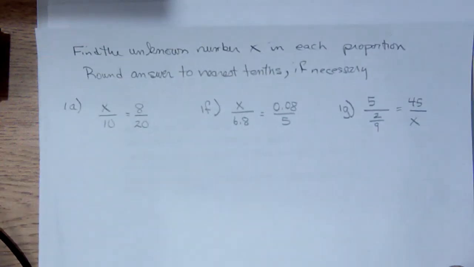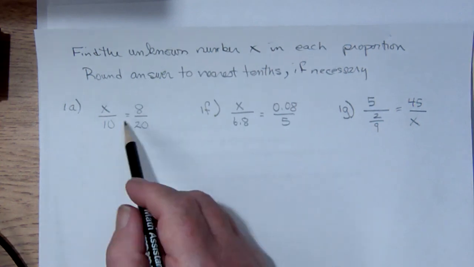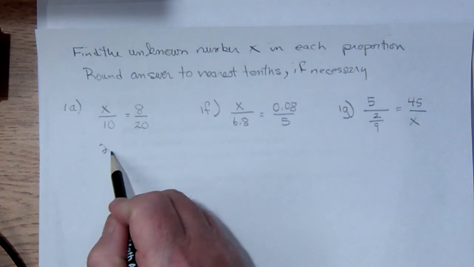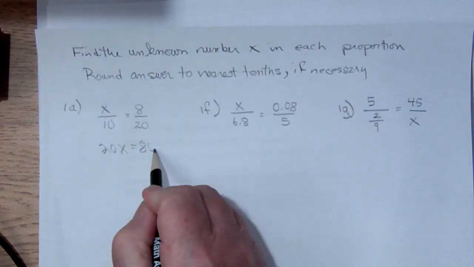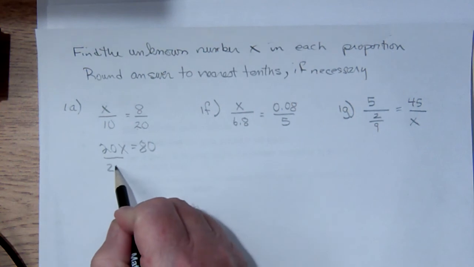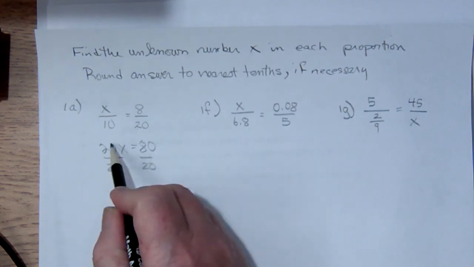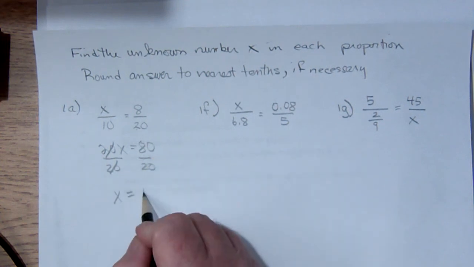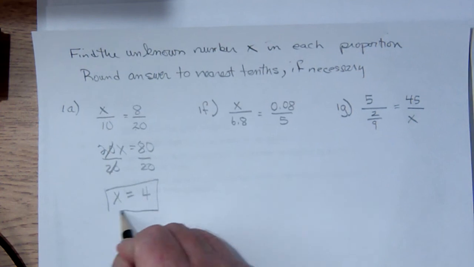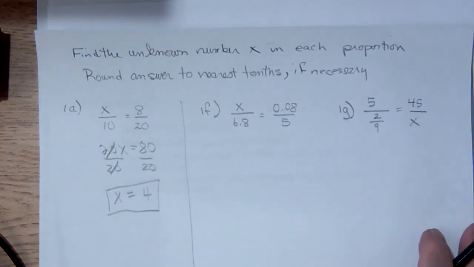So here the directions ask us to find the unknown number x in each proportion and round the answers to the nearest tenths if necessary. So here we have a proportion, and we will know that 20 times x is equal to 10 times 8, or 80. I'm going to divide both sides by the 20. These will cancel on this side, and I will have x is equal to, and 20 goes into 80 4 times. So the answer to that problem is x is equal to 4.